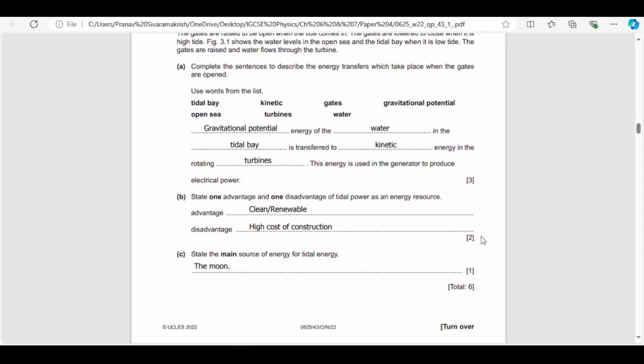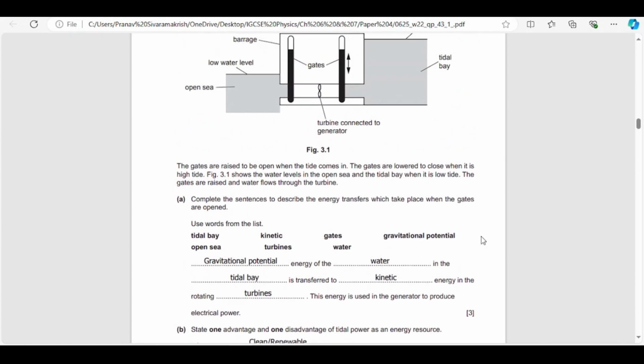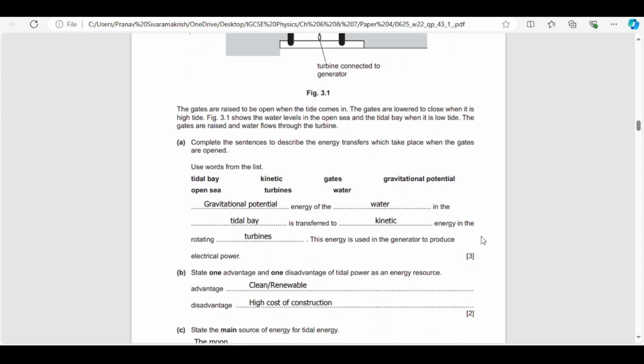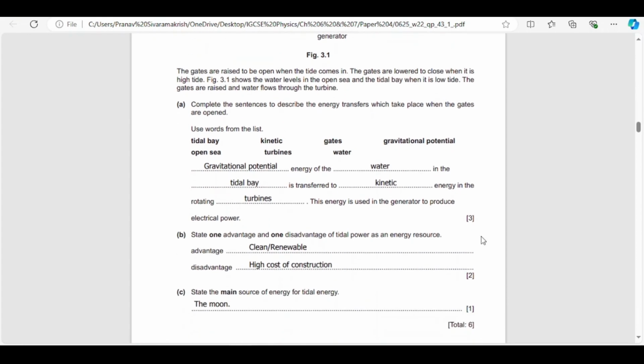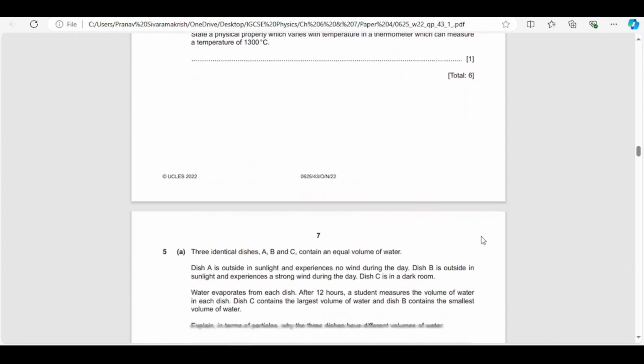And state the main source of energy for tidal energy. It's important to keep in mind that tidal energy relies on the moon. It's the pull of the moon that changes the tides. In fact, it's one of three forms of energy you can give as an example that doesn't rely on the sun, directly or indirectly. So the main source of energy for tidal energy is the moon. That's just something to be wary of.